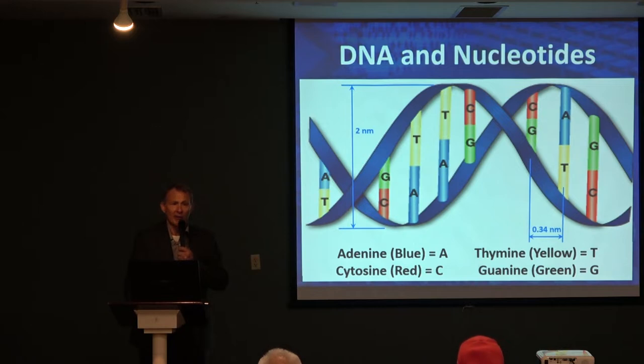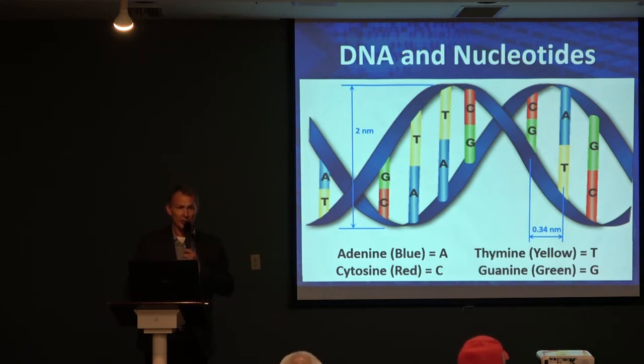Now, humans have approximately 3.2 billion base pairs of nucleotides. Each one of these is a nucleotide, and each one of these is a pair. We have 3.2 billion of those. And the nucleotides combine into chemicals known as amino acids, and then those amino acids turn into proteins.